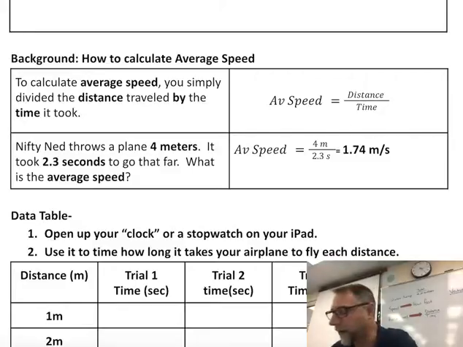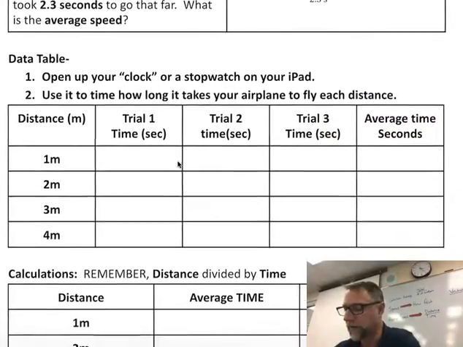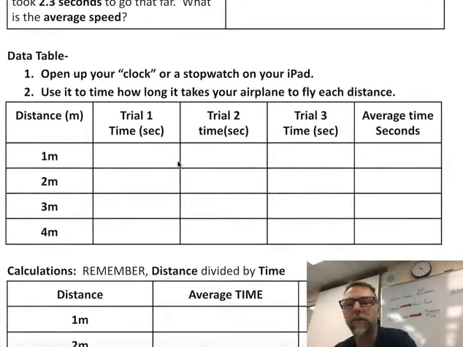Here is our background information, and we learned about how to calculate an average speed. An average speed is just taking the total distance divided by the total time, and I've got here an example problem for you. Then it instructs you to figure out how to time this thing.